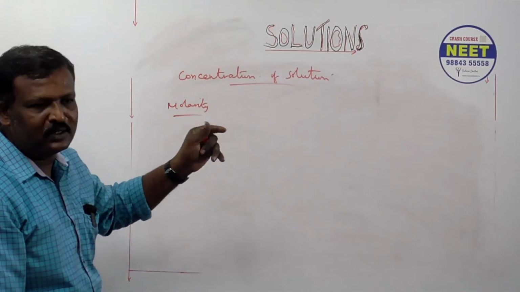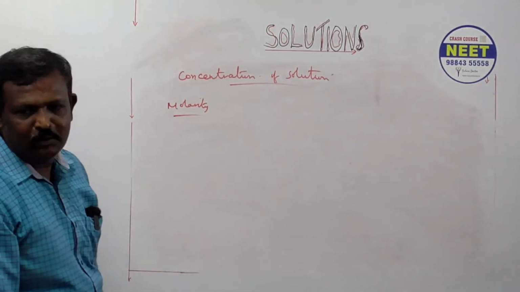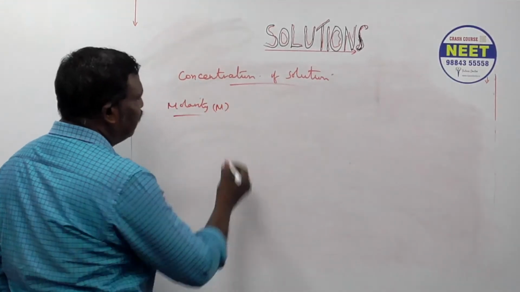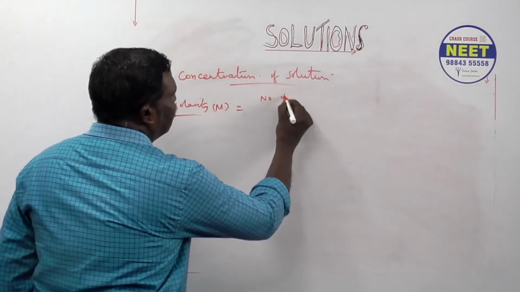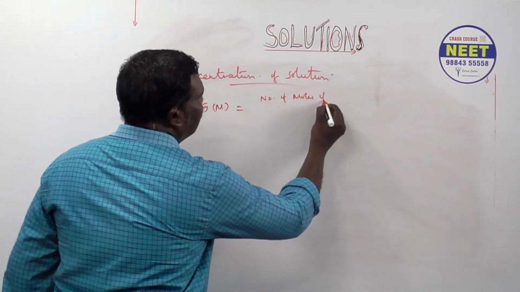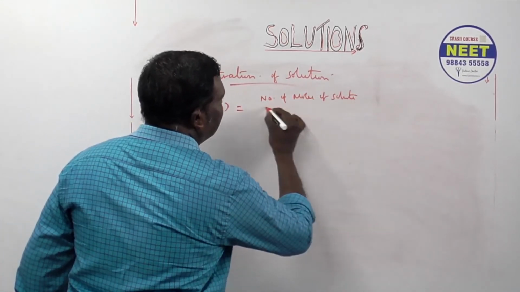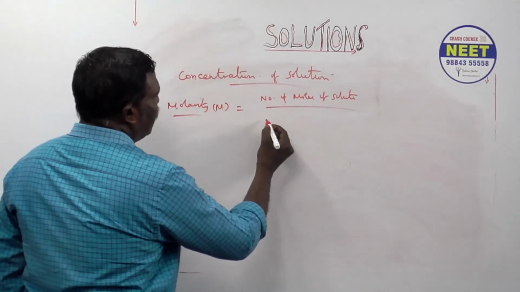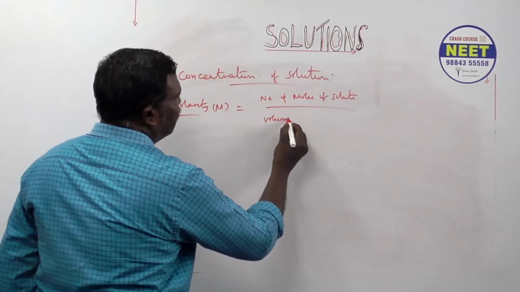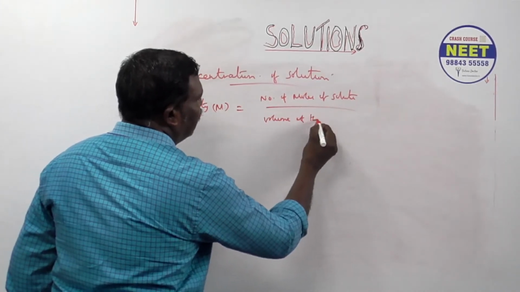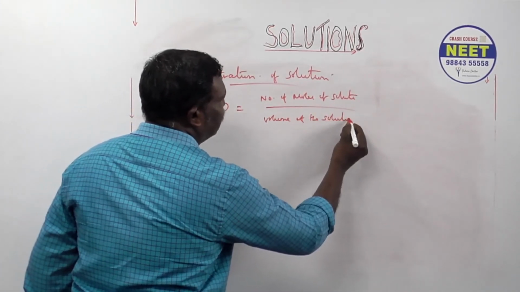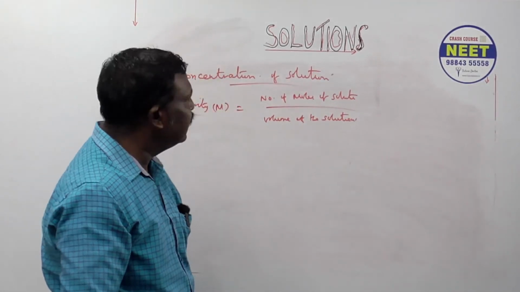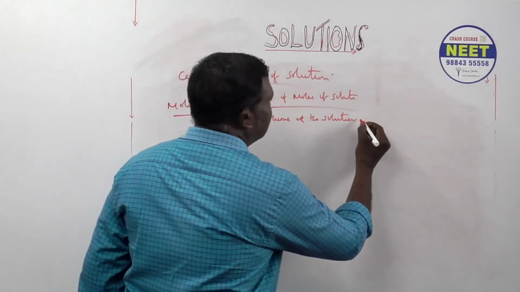Others are somewhat very easy. So first I explain this one. Molarity, what's the symbol for that? Capital M. What's the formula for that? Number of moles of solute divided by volume of the solution in liter.